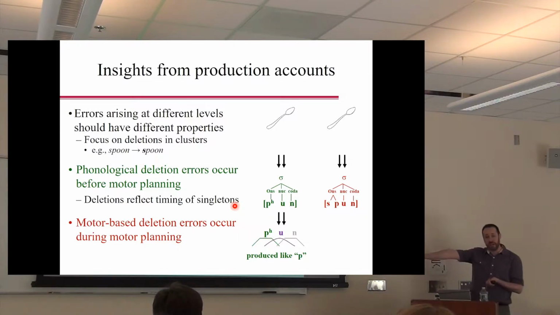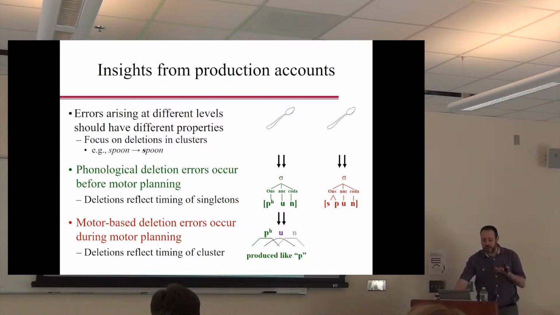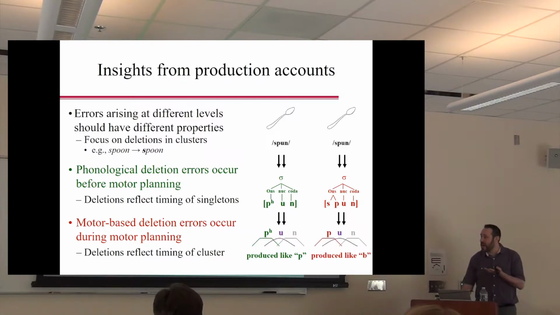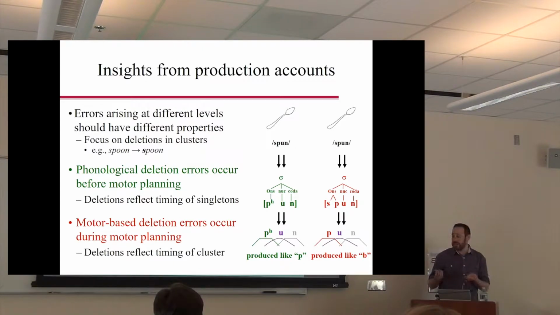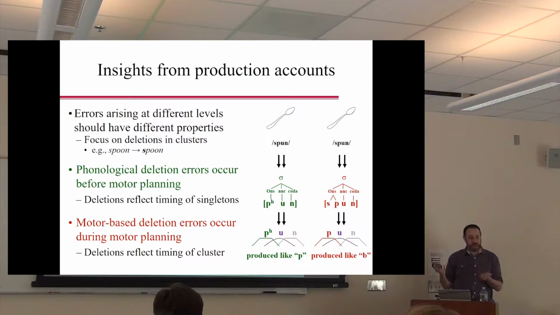Here we could imagine that the phonological processing system has still yielded the correct syllable spoon that has the S and the P in the onset position, and then in the motor planning an error occurs, and the articulation associated with the S is deleted, but the timing is maintained. And so we wind up with an output produced with the timing of a cluster, which in this case would sound like a B in English, because it's produced with that shorter version that would have been overlapped with the S.